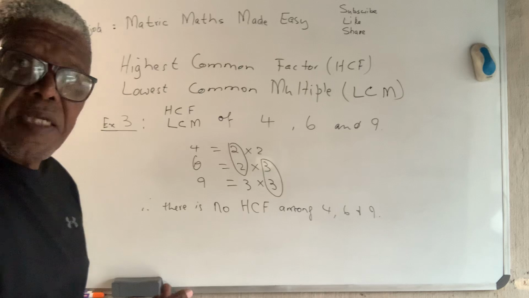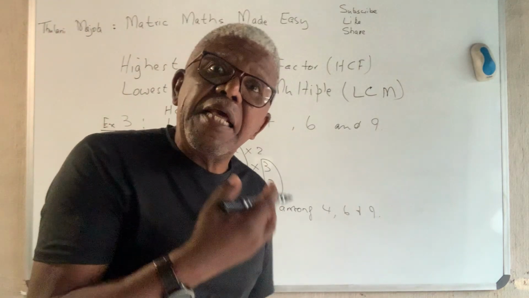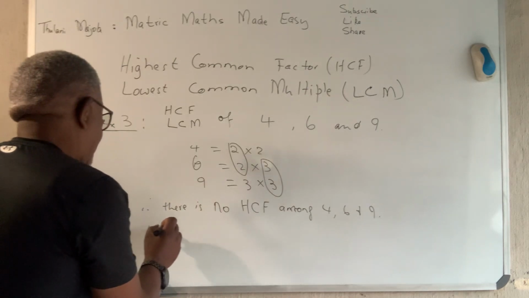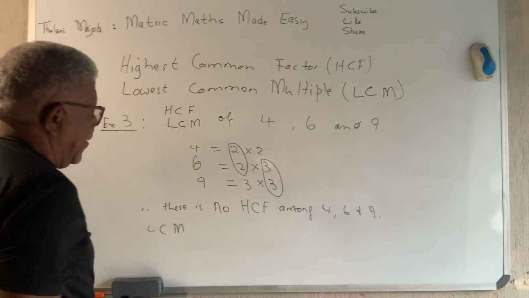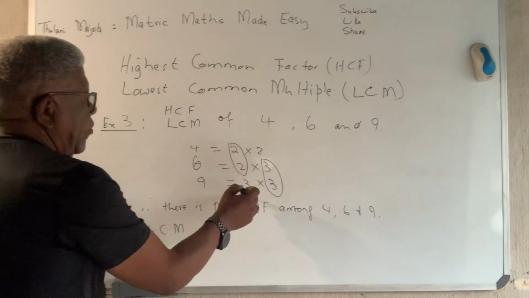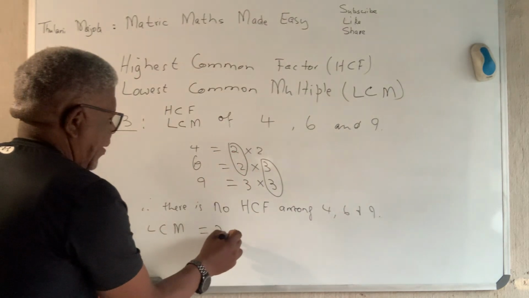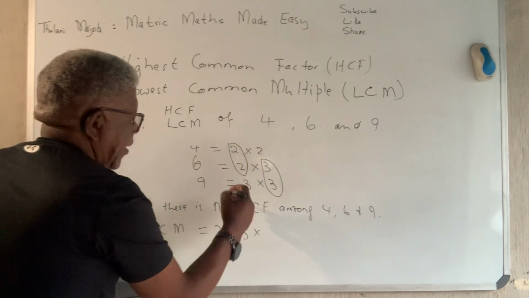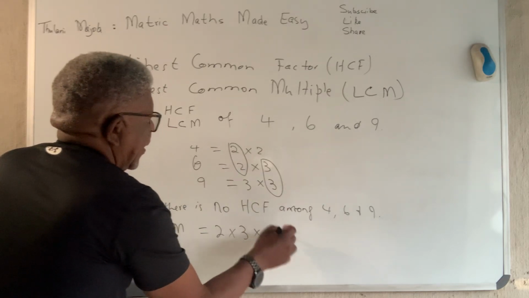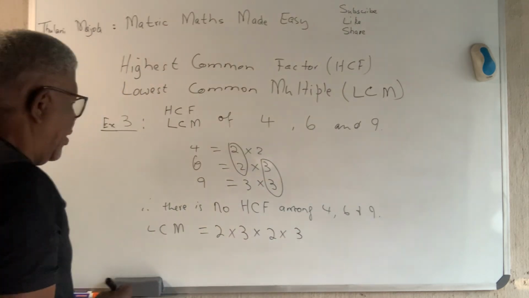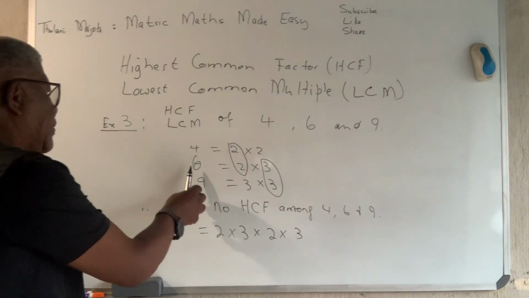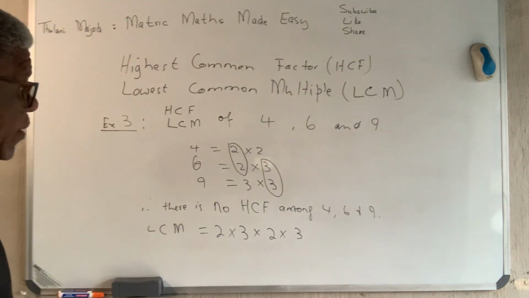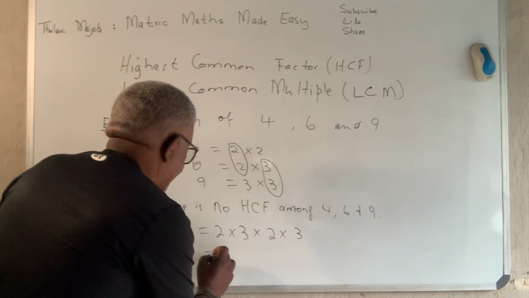So this is a typical example that we may not have a common factor, but the common multiple is always there. So what is the lowest common multiple among these three numbers? We know that we'll have to count the 2 once, and then we'll count these 3 once also, and then all the other ones that are not appearing, so the 2 and then the 3. So the lowest common multiple among 4, 6, and 9: 2 times 3 is 6, times 2 is 12, times 3 is 36.